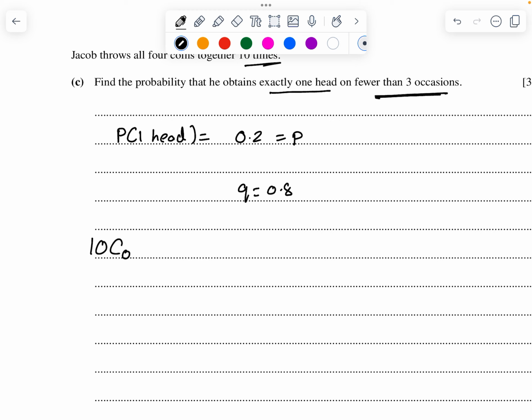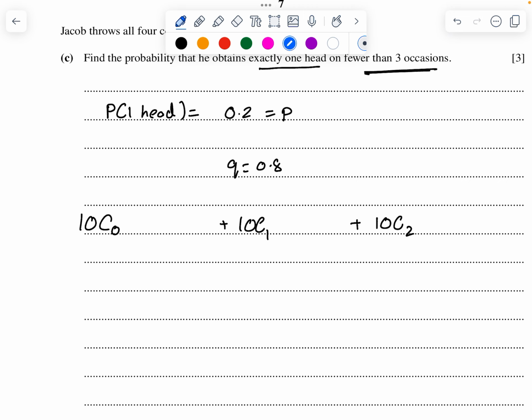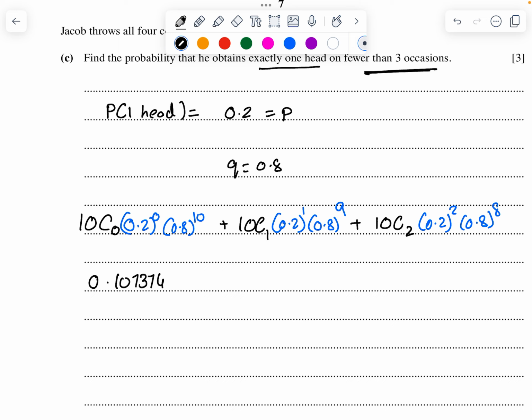Now fewer than 3 occasions on 10 occasions. So it can be 10C0 or 10C1 or 10C2. So over here, success should be 0 times and failure should be 10 times. Success should be 1 time, failure should be remaining 9 times. Success should be 2 times and failure should be remaining 8 times. Simplify this, you should be getting 0.107374 plus 0.268435 plus 0.301989, which should be the answer 0.678.